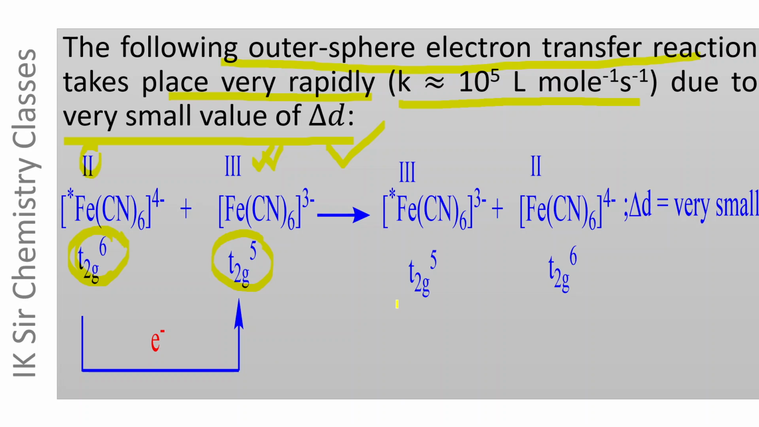As a result, its electronic configuration will become t2g5, and one electron will increase in this set of orbitals. It will become t2g6. The value of delta D, that is change in metal ligand bond length during the formation of transition state before electron transfer, is very small, and therefore this reaction takes place very rapidly. Its velocity constant is 10 to the power 5 liter per mole per second. Because t2g electrons are involved in the electron transfer reaction, delta D is very small.